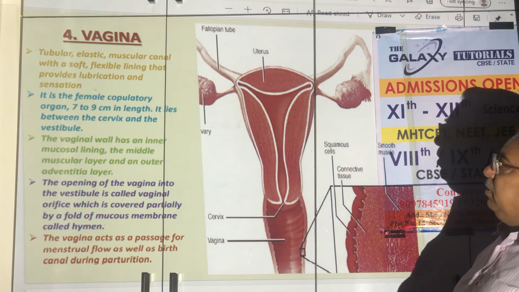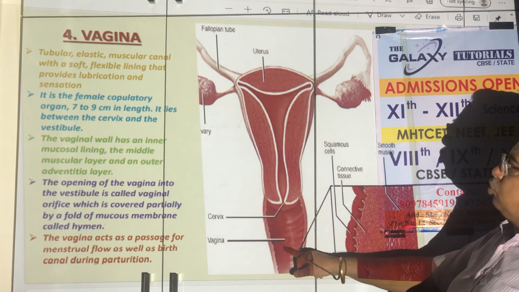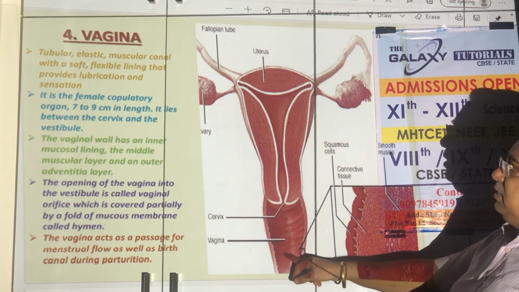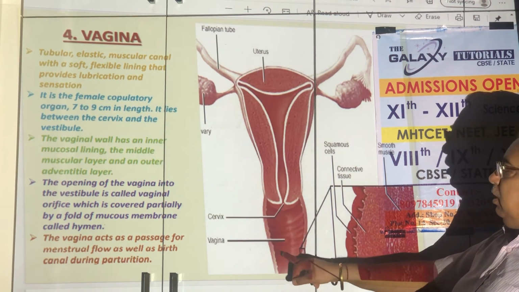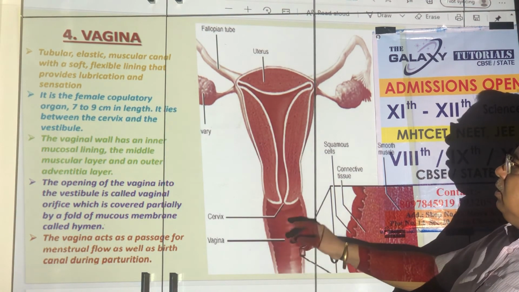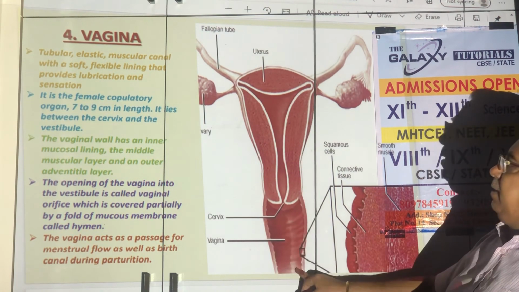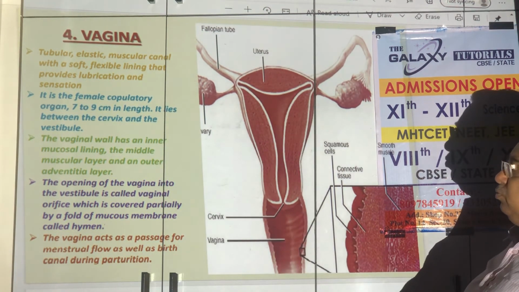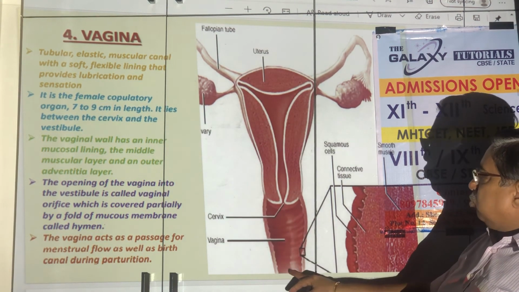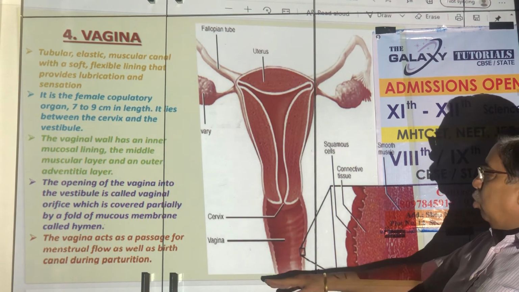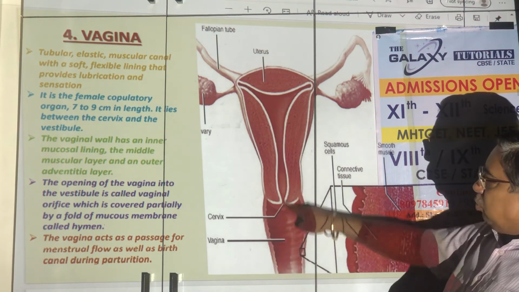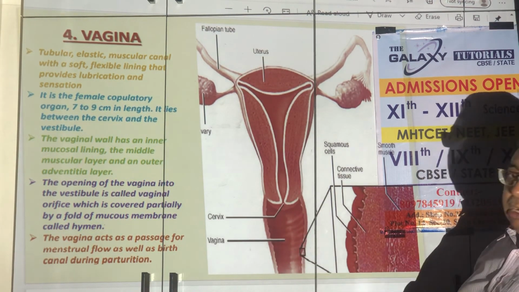Vagina, what do we write? First, tubular, elastic, muscular, soft and flexible, gives lubrication and sensation because nerve endings are here. Female copulatory organ, equal to the penis, and lies between the cervix and the vestibule down. It has an inner mucosal lining for releasing mucus to reduce friction and an outer adventitial layer. The opening of the vagina is the vaginal orifice, which has a hymen, a membrane which protects it. The vagina is the passage for menstrual blood to come out, and birth of the baby, parturition, occurs from here.